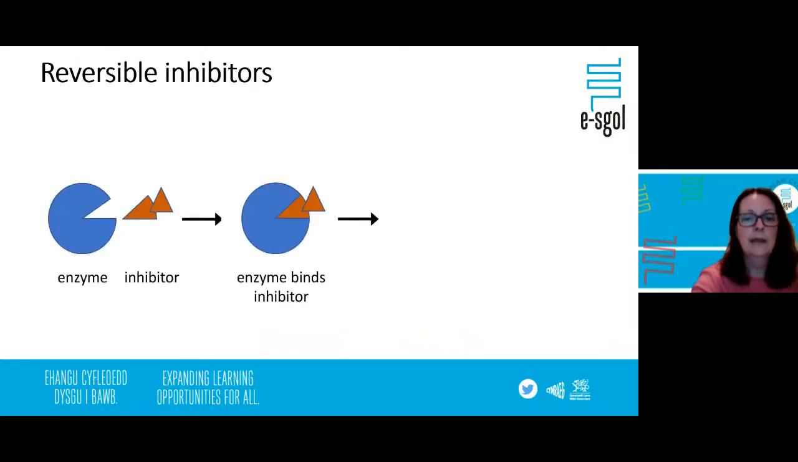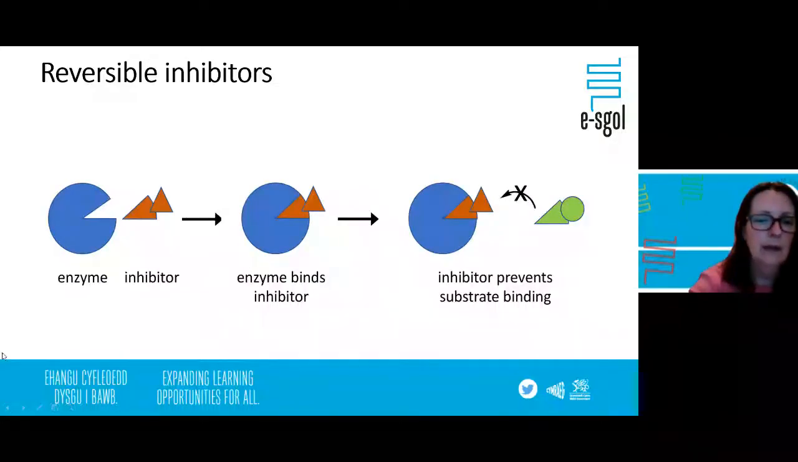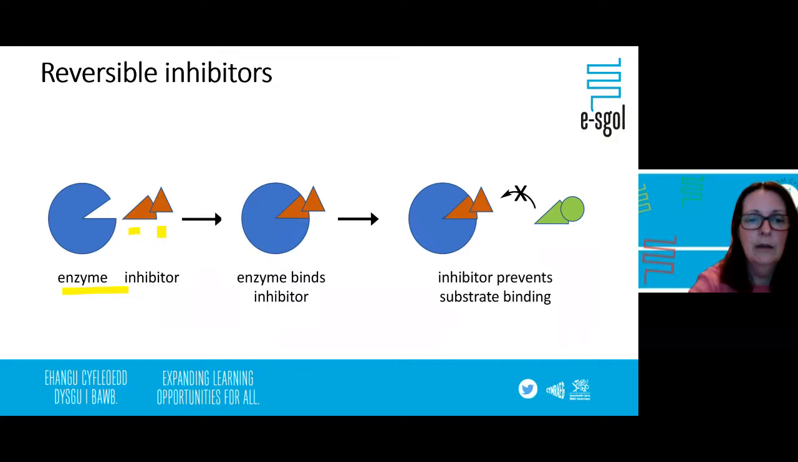So let's look at a diagram showing us what happens in reversible inhibition. So here's our enzyme. Okay, so we've got our enzyme, and here is our inhibitor molecule here. And you will notice the shape of the inhibitor is the same as the shape of the active site on this enzyme. And this is the key part on this particular type of inhibition.